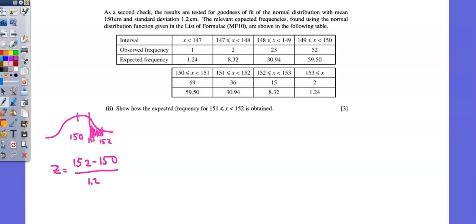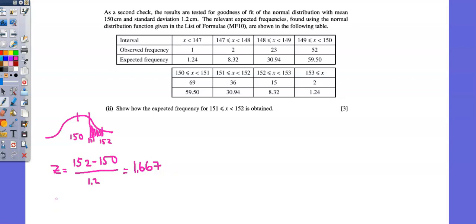Be careful to note that the metric we're given is standard deviation. Sometimes you're given variance. If so, you need to take the square root of the variance to get your standard deviation for the denominator. The resulting value is 1.667.